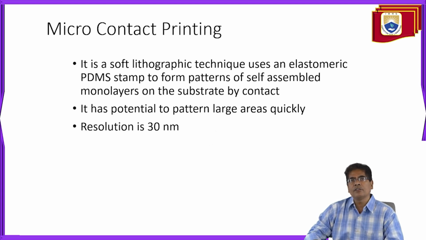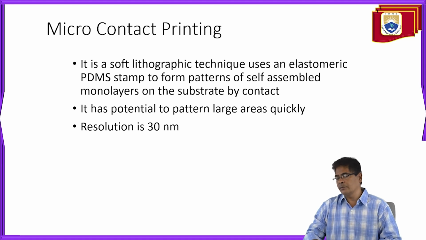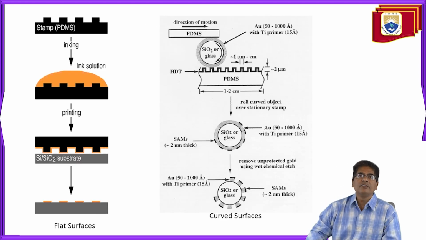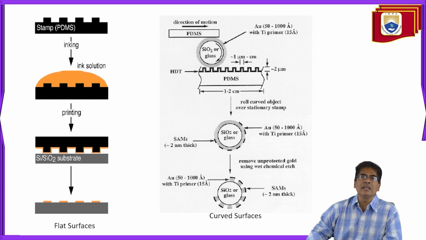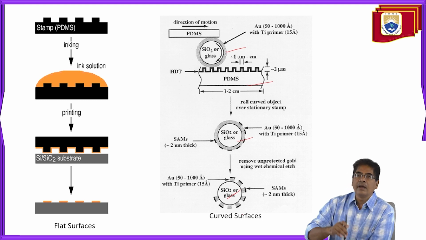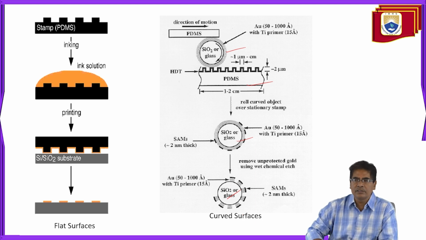Microcontact printing is a soft lithographic technique that uses an elastomeric PDMS stamp to form patterns of self-assembled monolayers on the substrate by contact. It has the potential to pattern large areas quickly, and its resolution is around 30 nanometers. This is the PDMS stamp, inking, ink solution, printing, substrate, and flat surfaces. We have the directions of motion on silicon or SiO2 glasses, PDMS, SiO2 glass, and corroded glasses. So these are some of the surfaces we have.